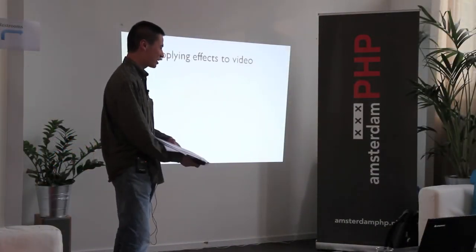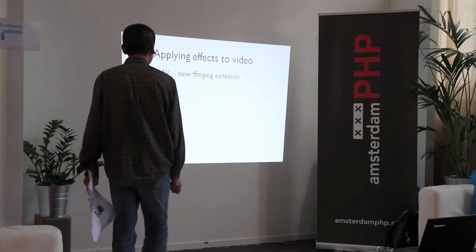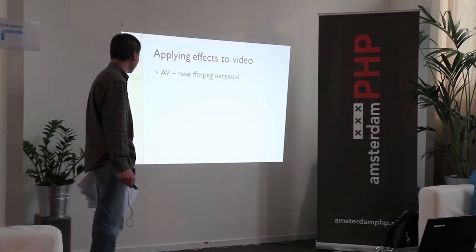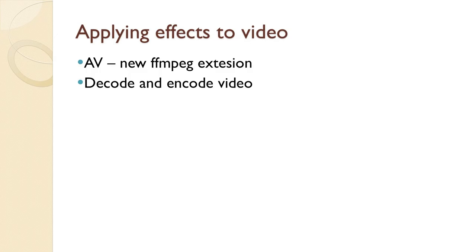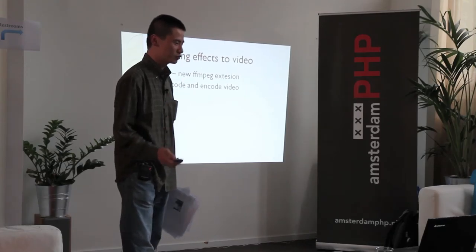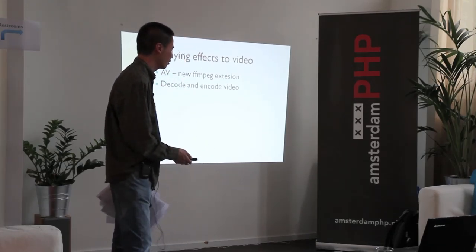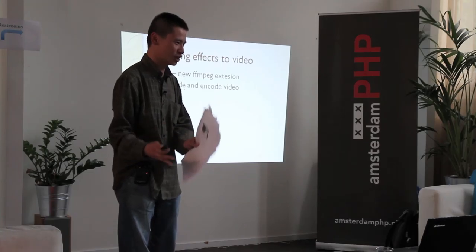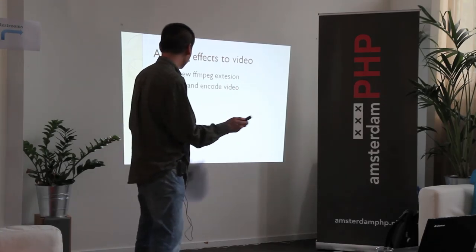Okay, and these effects can be applied to videos, thanks to the extension called AV, which I wrote myself. Basically, it's just a binding to the FFmpeg library. Unlike the old PHP extension called FFmpeg, this new one also encodes video along with the ability to decode it. What it means is that you could grab a video frame from a video, do something with it, and put it into a new video.